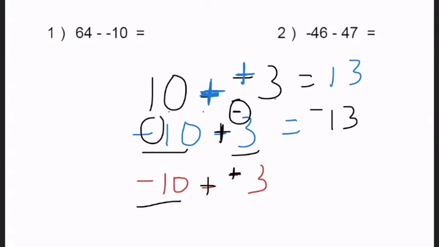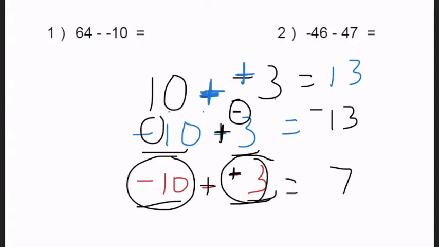Now I have negative 10 plus a 3. So I subtract them because that's our rules from addition. If they're different signs, subtract. I get 7. And I have a negative 10 and a positive 3. The absolute value of 3 is 3, the absolute value of 10 is 10. I have a negative here because 10 is bigger than 3, so I take the negative, so negative 7 is the answer.